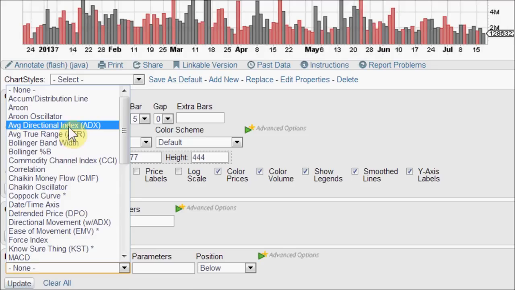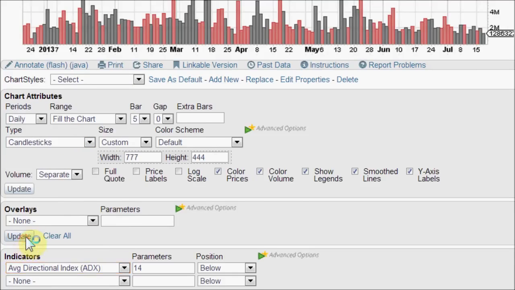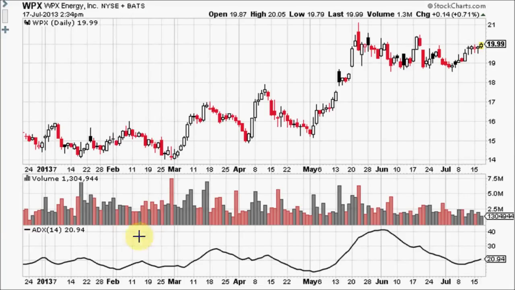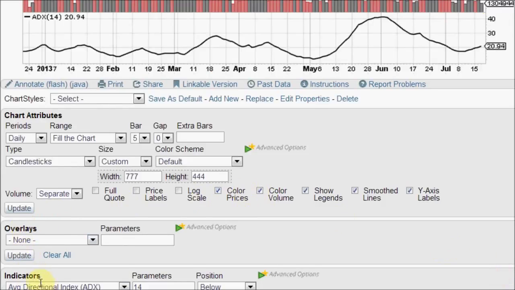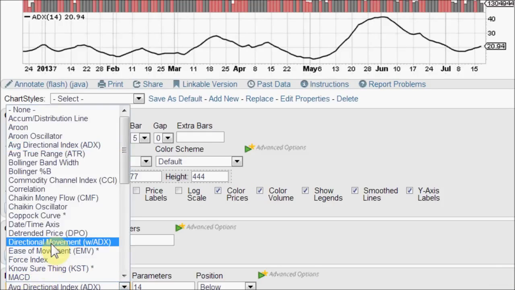This first one just shows the ADX. What it does is show the strength of a trend. It does not indicate which way the trend is. Anything over 20 means a stock is trending strongly. But let's go back and load the full ADX here, which is called the W/ADX directional movement.